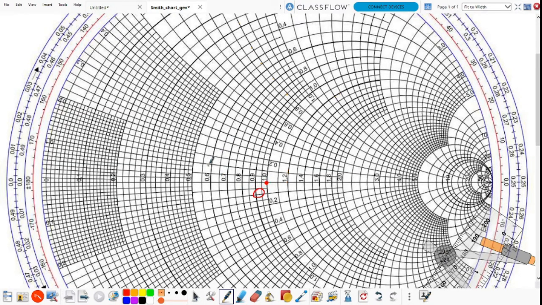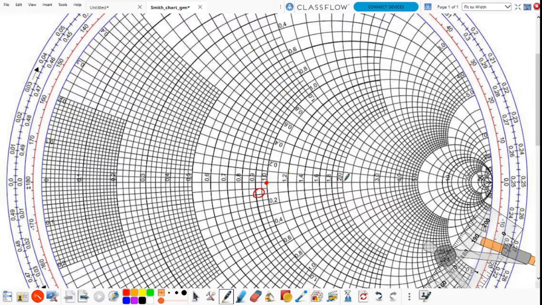Above the horizontal axis, it has positive reactance values, and below the horizontal axis, it has negative reactance values. So in this Smith chart, mark the r equal to 2.1 constant circle and the x equal to 0.8 constant circle. And this is the r equal to 1 constant circle, r equal to 2 constant circle.